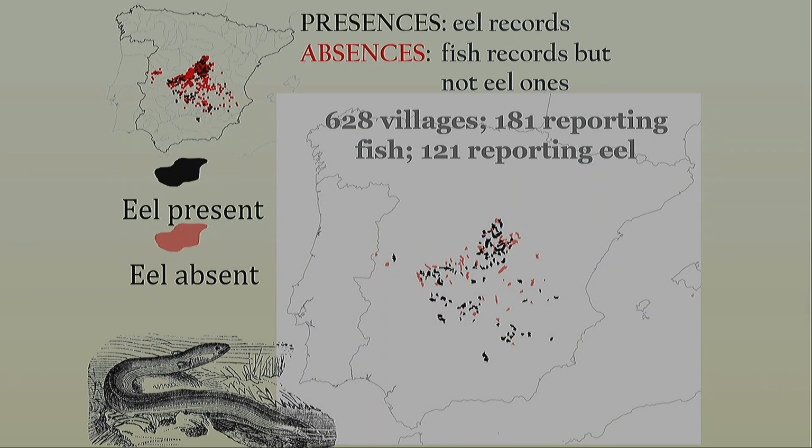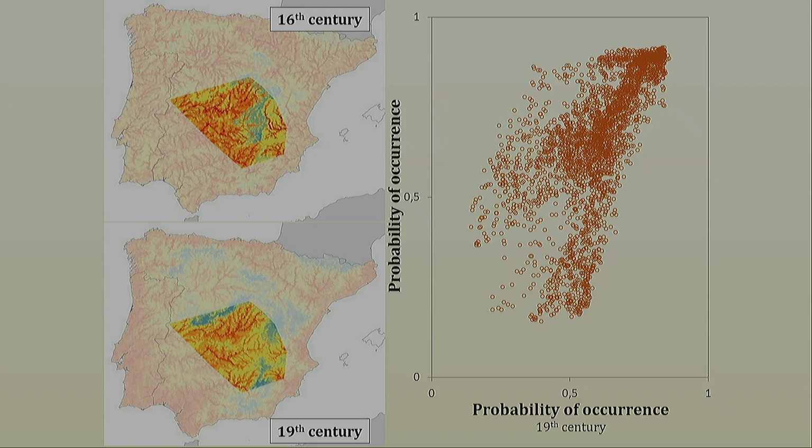And we have already used this data, also with the eel. We could see places where the eel was mentioned and places where fish were mentioned but eel was not, and we thought that they were eel absences. And we made a model, and if you notice, the results are very, very similar to those produced with the 19th century data. It is remarkable that two sources with almost 300 years of difference, providing totally independent data, provide very, very similar models, and totally distinct from the current situation.